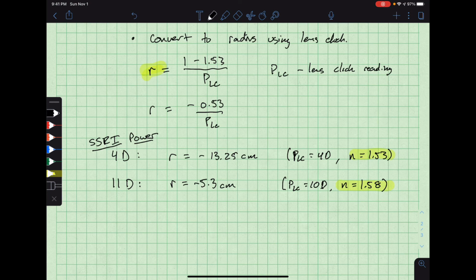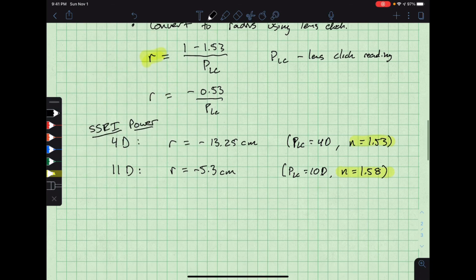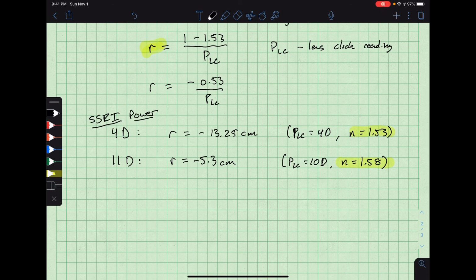For the rest of the lab, we'll look at combining these SSRIs into a combination, as well as looking at how they change their power when they're placed in water.